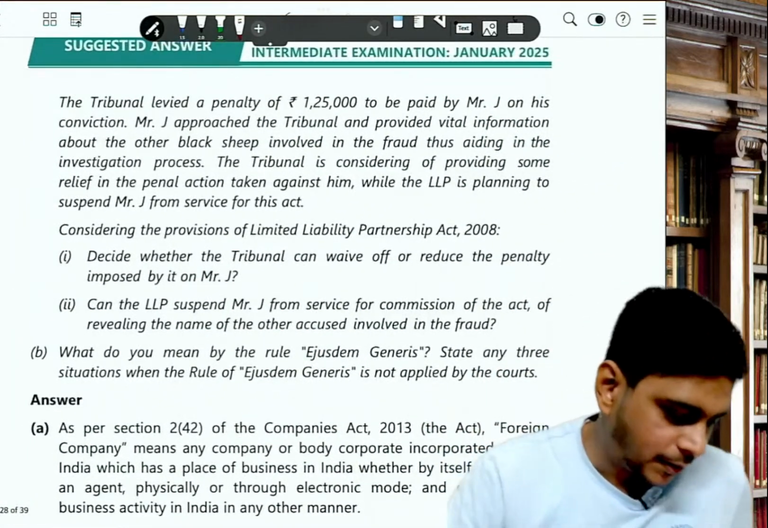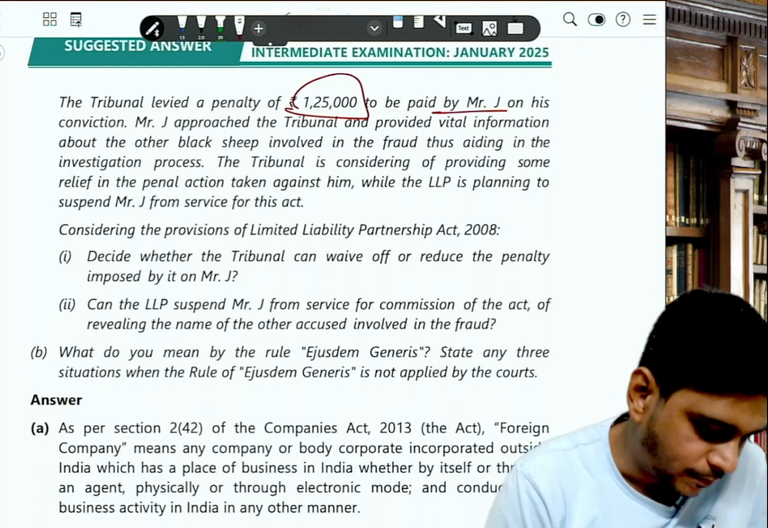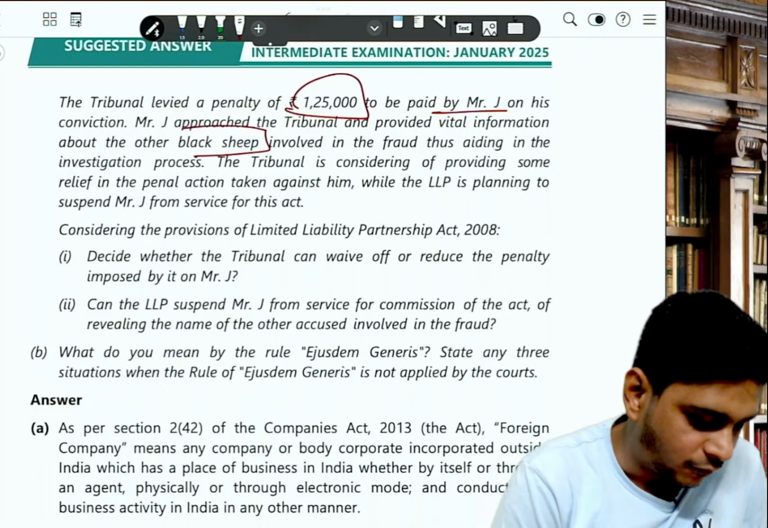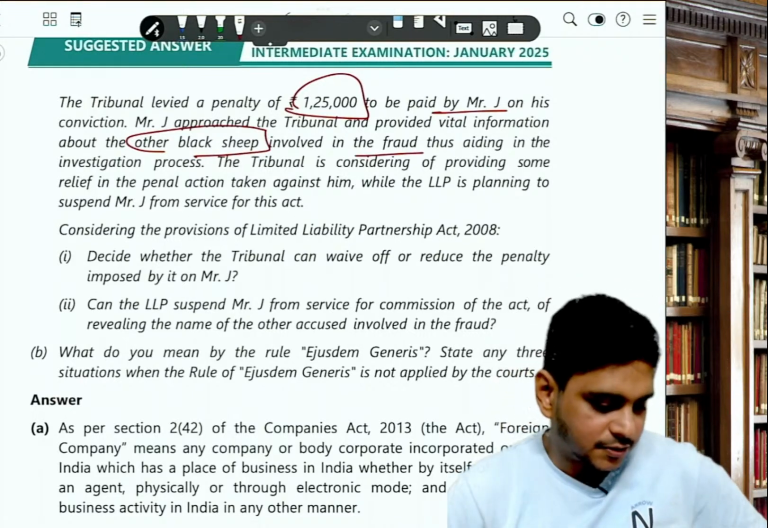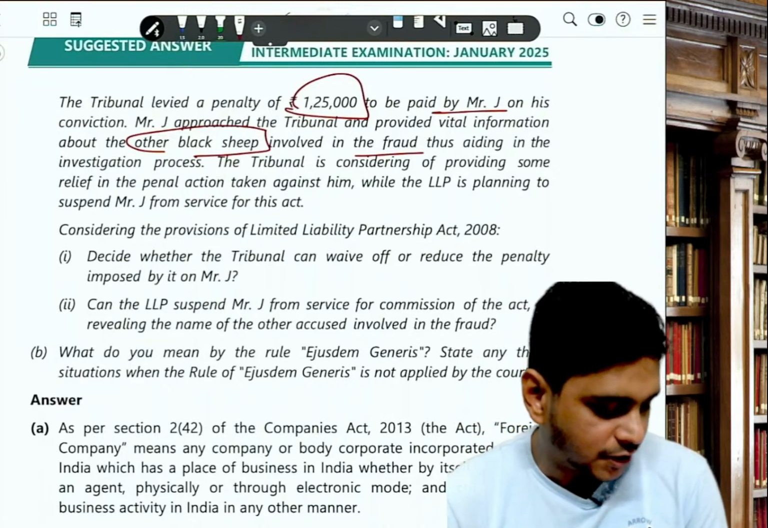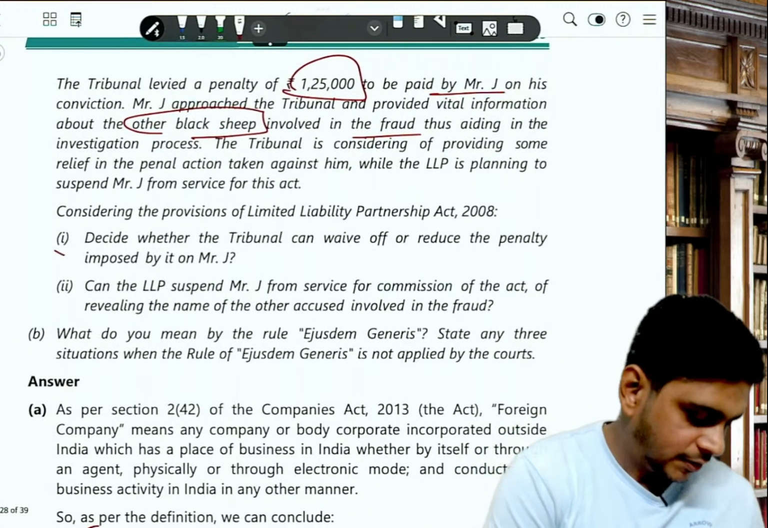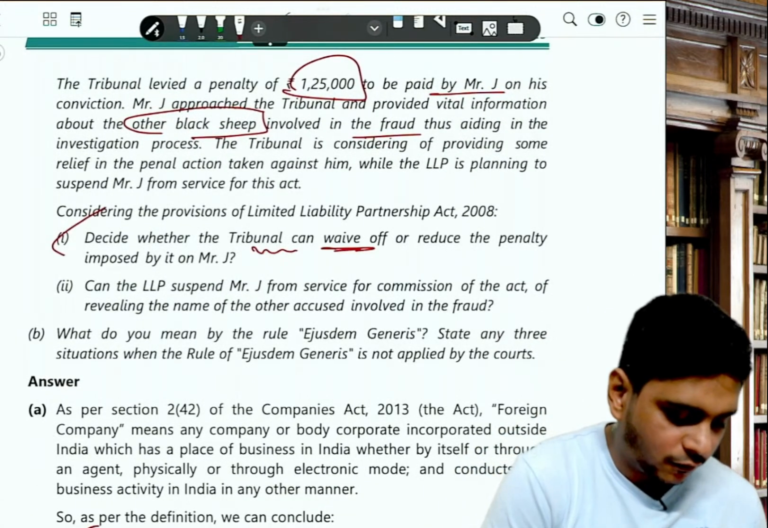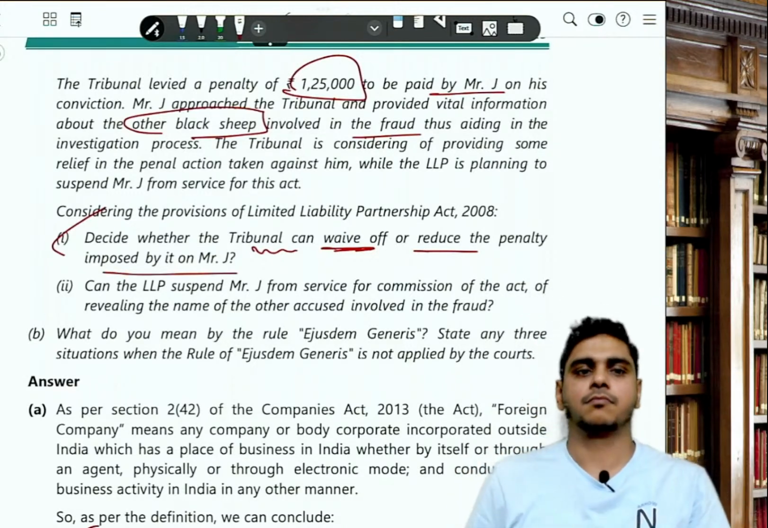The tribunal levied a penalty of 125 to be paid by J on his conviction. J provided the tribunal vital information about the black sheep involved in the fraud, thus aiding in the investigation. The tribunal is considering providing some relief in the penal action taken against him, while the LLP is planning to suspend J from service. First, decide whether the tribunal can waive off or reduce the penalty imposed by it on Mr. J. Yes or no?